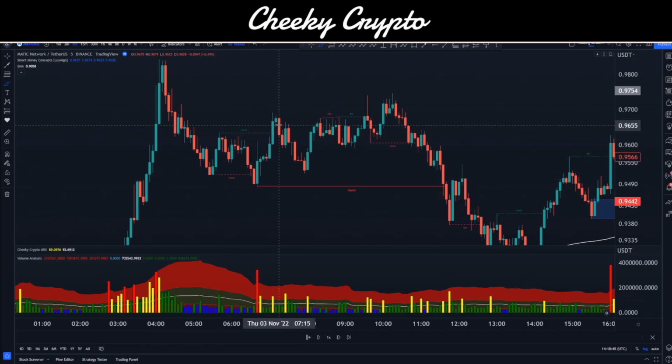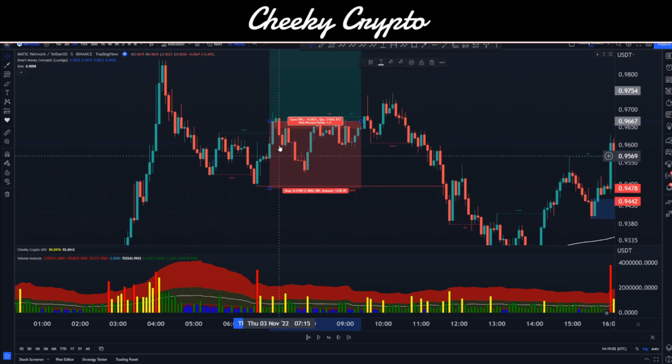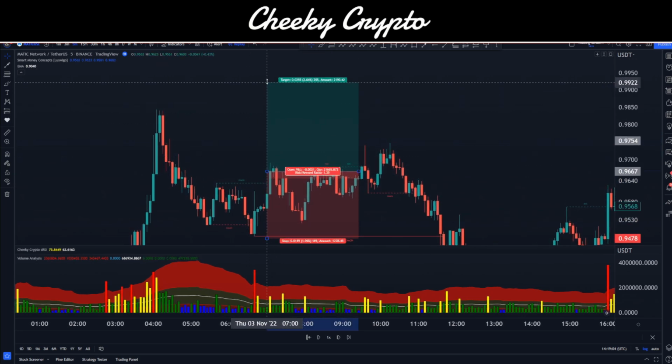Okay, we can also see up here, we also had a change of character at this point here. Now, this would have been yellow. Okay, so this would have been an ideal point to think maybe we could enter into a trade. And at that point, we'd be looking for our stop loss to be below the swing low, which would have been around here. And we'll be looking for that 1.5.